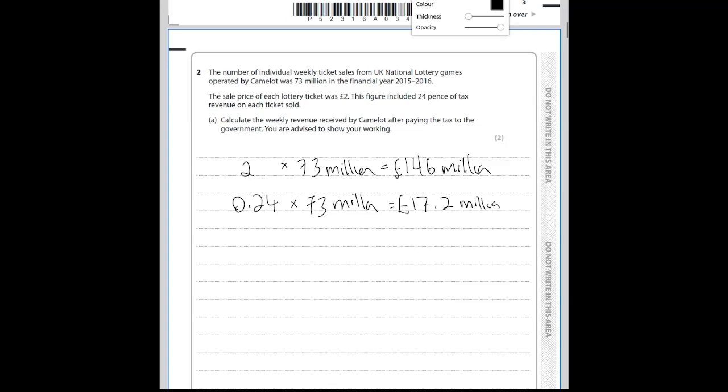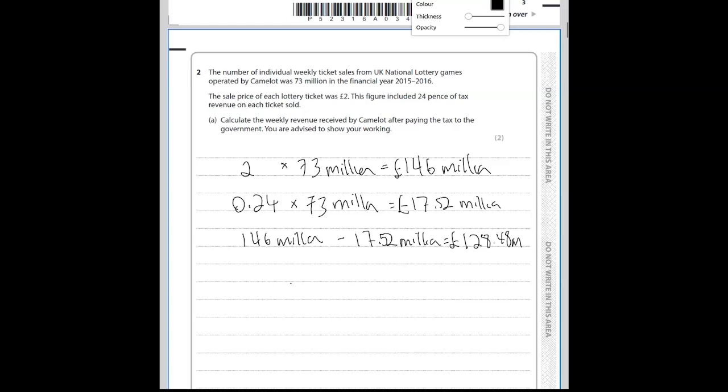And then I need to subtract those numbers, right? So I need to take 146 million, remove 17.2 million, and then that's going to give me 128. Sorry, this should be 0.52. Sorry, I put that calculation in wrong. 128.8 million. And that's going to be my answer.